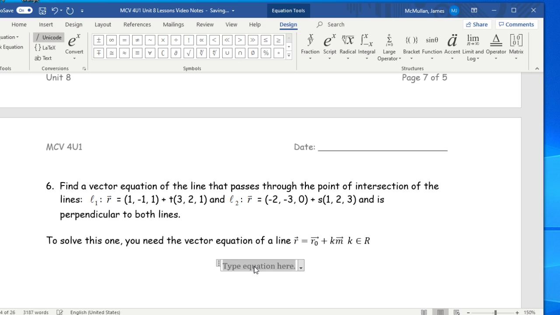r0 vec is equal to the point of intersection of the two lines above. So go ahead and use what you know to get the point of intersection.